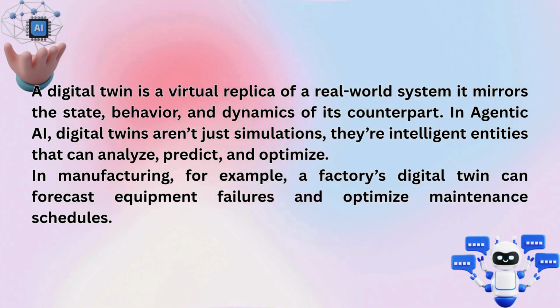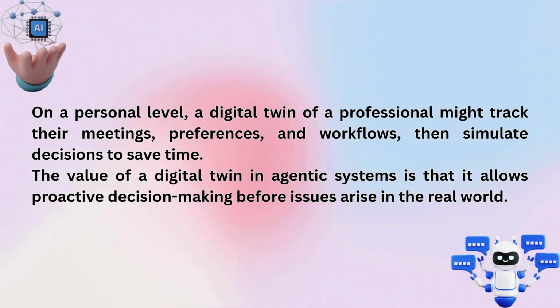In manufacturing, for example, a factory's digital twin can forecast equipment failures and optimize maintenance schedules. On a personal level, a digital twin of a professional might track their meetings, preferences, and workflows, then simulate decisions to save time.